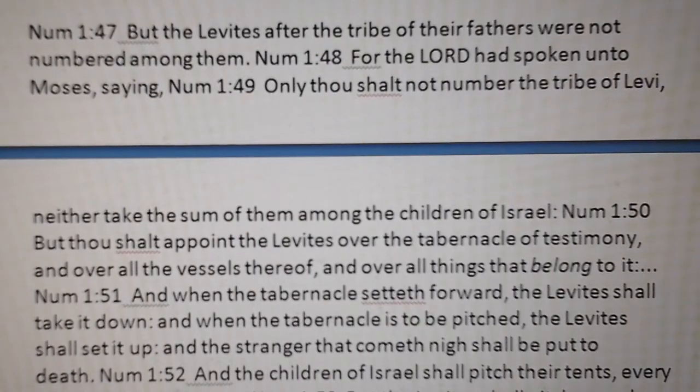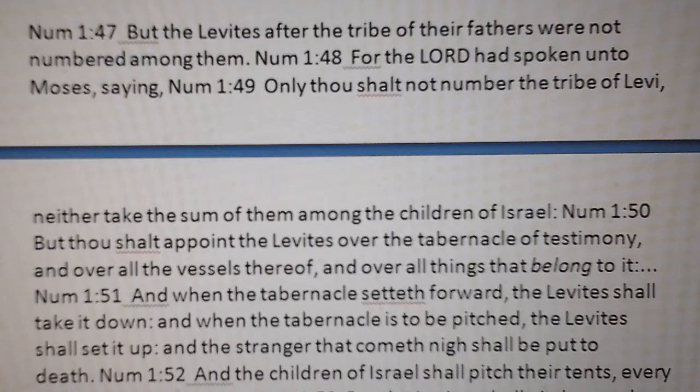Verse 51. When the tabernacle setteth forward, the Levites shall take it down. And when the tabernacle is to be pitched, the Levites shall set it up. And the stranger that cometh near shall be put to death. And the children of Israel shall pitch their tents, every man by his camp. Verse 53. But the Levites shall pitch round about the tabernacle of testimony, that there be no wrath upon the congregation of the children of Israel, and the Levites shall keep the charge of the tabernacle of the testimony.